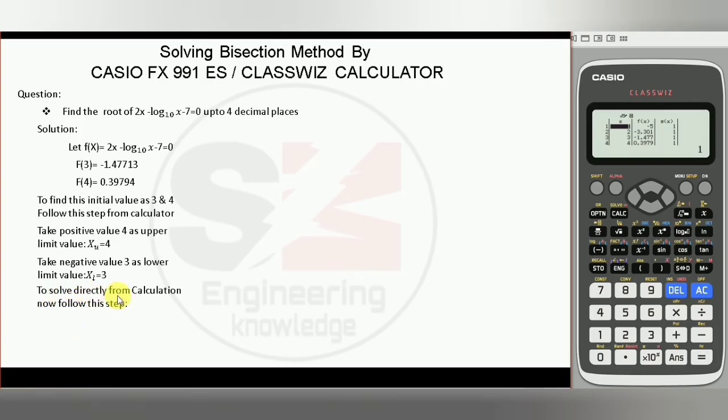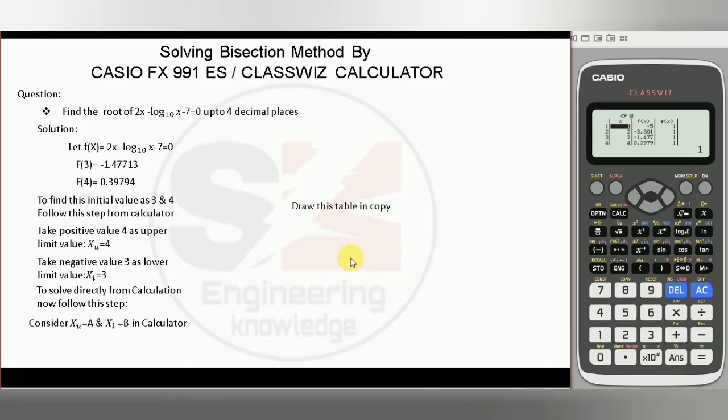Then to solve directly from the calculator, now follow this step. Consider the upper limit value, that is xu is equal to variable a and xl is equal to b in this calculator, that is variable a and b denote the upper limit value and the lower limit value.